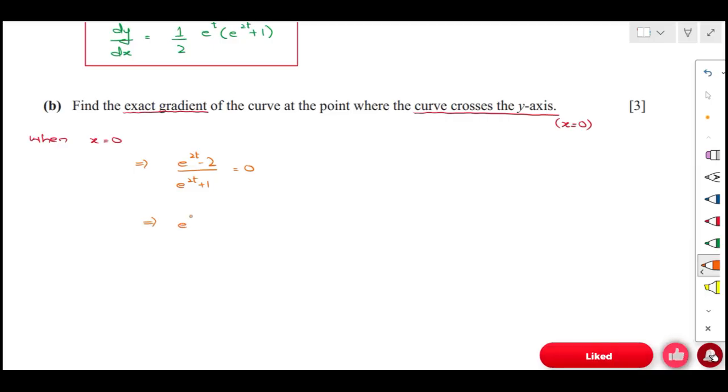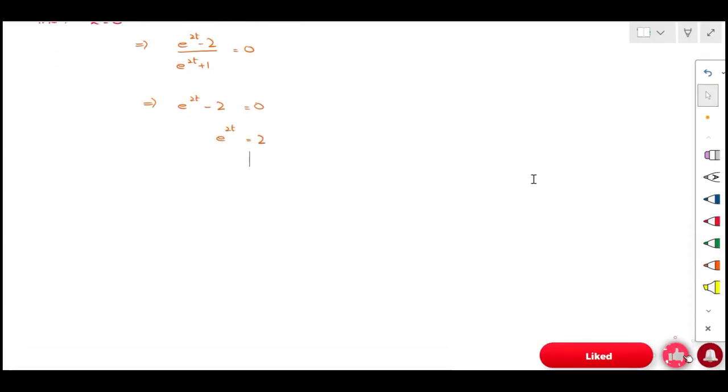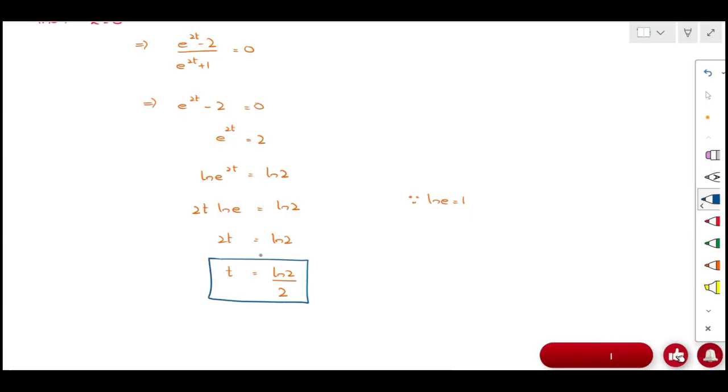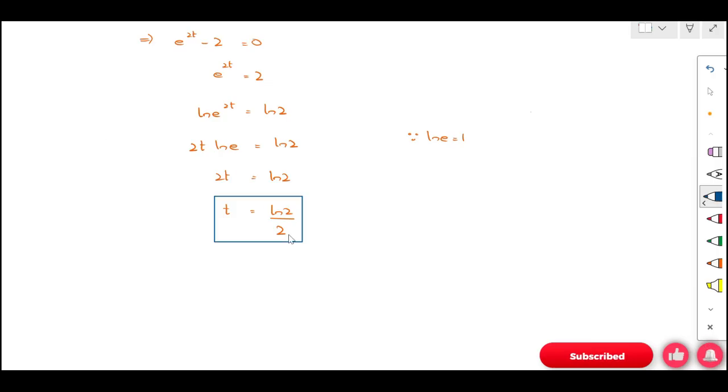So from here we can say e^(2t) minus 2 should be equal to 0. e^(2t) is equal to 2. Okay, and taking natural log on both sides, ln e^(2t) is equal to ln 2. So 2t ln e is equal to ln 2. ln e is equal to 1. So this thing is 1. 2t is equal to ln 2. The t value is ln 2 divided by 2. So we get the value of t. Okay, now we got the t value, right?